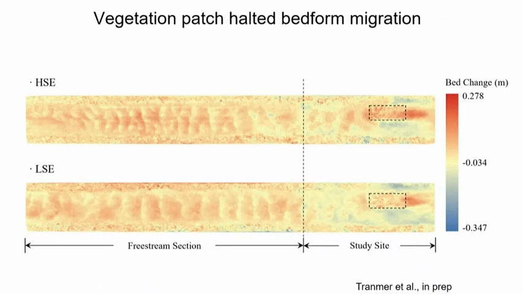For those of you that like bed forms, this is not the focus of this talk, but I throw it in there. You notice just by looking at this image, we have some pretty nice bed forms upstream in the free stream section, and then those bed forms were halted by the vegetation patch, which we've seen in other experiments. I just think that's interesting. The roughness is halting these bed forms from forming, or keeping them from forming or migrating.